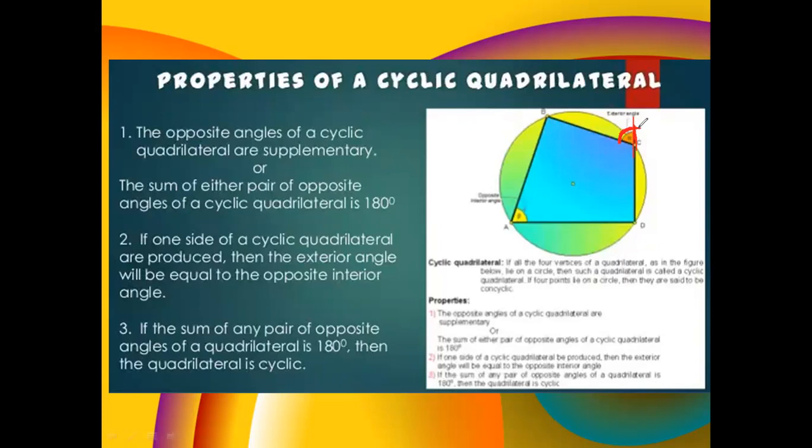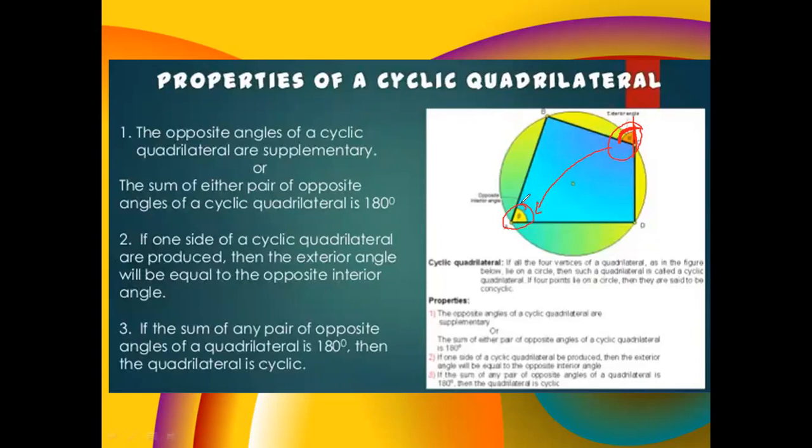And then the interior, this angle here, the exterior angle is equal to the interior opposite. What does interior opposite mean? Remember, not the same side but opposite. So therefore, this exterior angle is equal to the opposite interior angle inside. Okay, so not on the same line but the opposite. So that is property number 2.